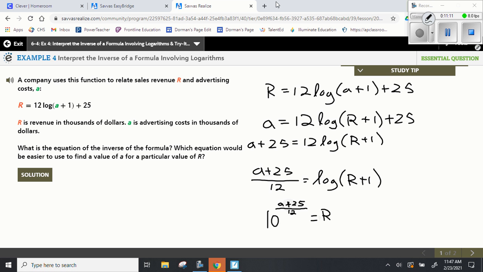Last step that we need to do in order to have this thing done is just to subtract 1 from both sides. I'm going to run out of room, so I'm going to write this up here. Sorry about that. This is 10 to the A minus 25 over 12 power, and subtracting the 1 gives me a minus 1 there, equals R. And there we go. We have found the inverse.